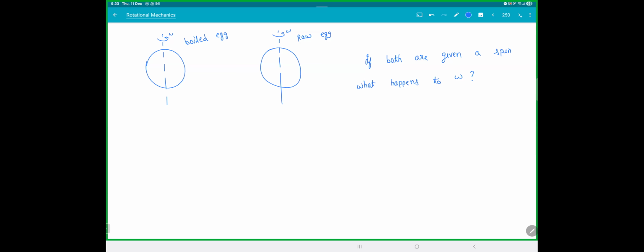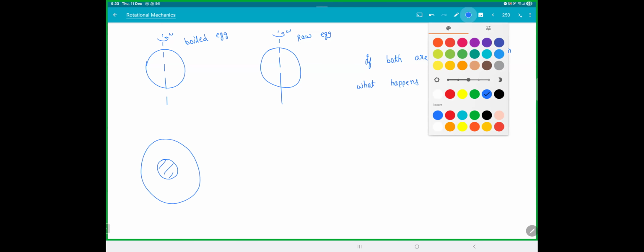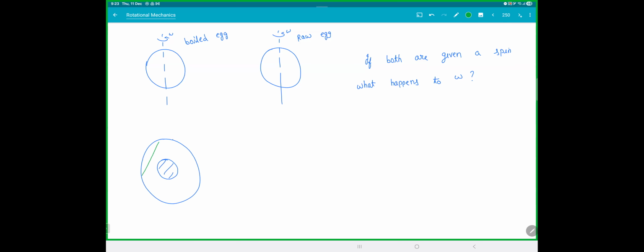Now, you should actually know what happens when you boil an egg. If you don't know that, that's a thing. You'll know now. What is the difference between a boiled egg and a raw egg? In an egg normally there is a yolk, right? In a boiled egg, the yolk becomes solidified. So there is no place for it to move. Everything is stuck.